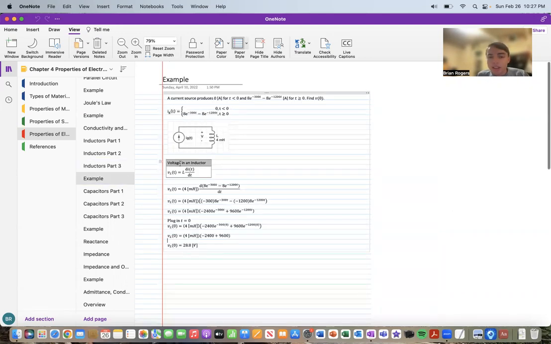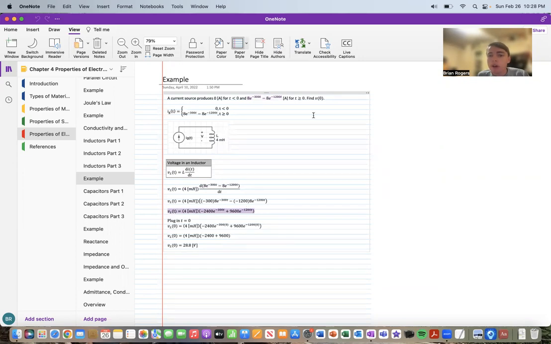And so we're going to look at an example here. A current source produces 0 amps for time less than 0. And then we have this equation for time greater than or equal to 0. The voltage in an inductor is given by, we know here, our inductor in the equation is 4 millihenries. And so the derivative of the current. So we were given the current, so by taking the derivative of this, we're able to solve for the voltage for the inductor.